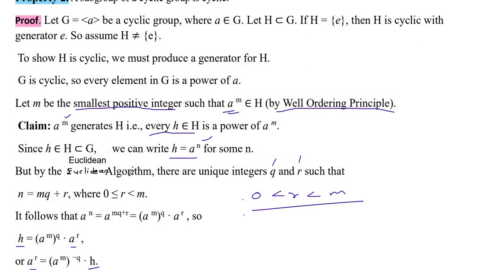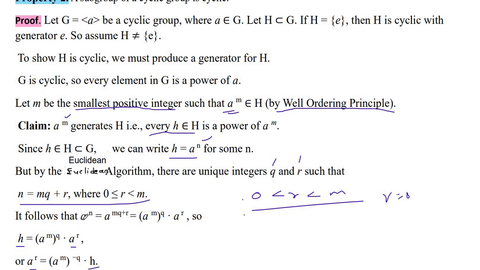Now our aim is to have this r to be 0. Only then we have h, which is a^n, rewritten as a^(mq), so that you can have (a^m)^q, so that your H is generated by a^m. Now on the contrary, suppose we assume that the result holds for 0 < r < m. Finally we are going to conclude that this cannot be true, so we should have r to be 0 only.